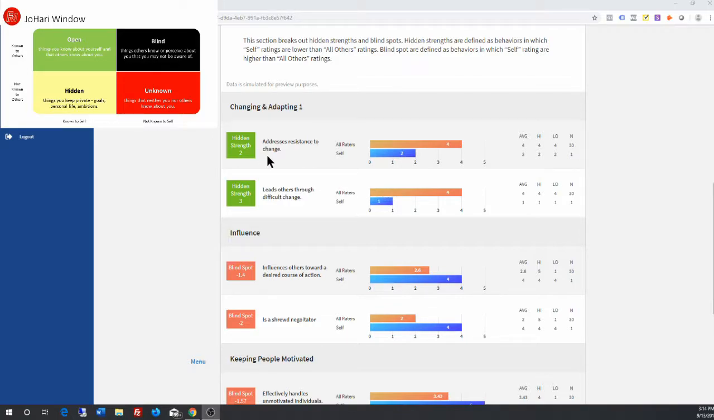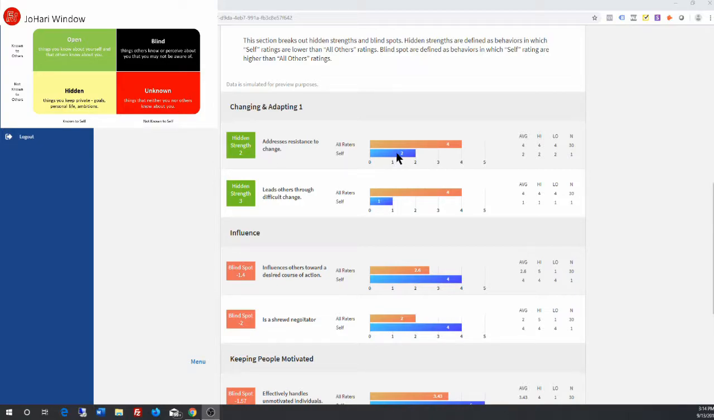So in cases of hidden strength, we can see that the self score, the individual rated him or herself a 2, but everybody else, the combined aggregated score of all the other raters is a 4. So that's a 2-point difference. So this may be indicating a hidden strength where the individual actually doesn't necessarily perceive themselves particularly adept at addressing resistance to change, but everybody else does.